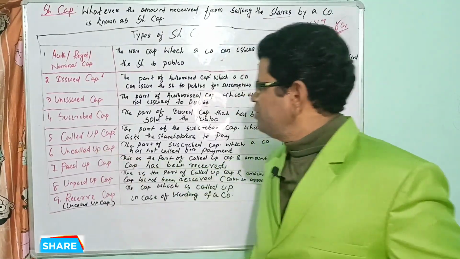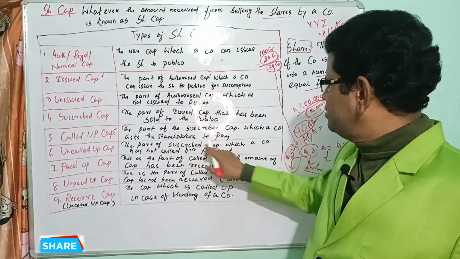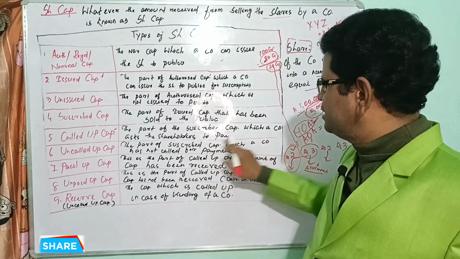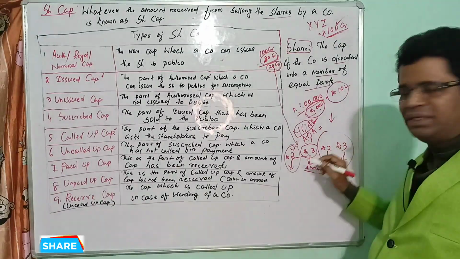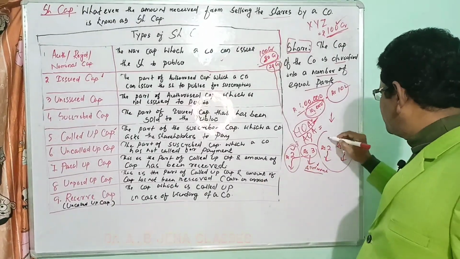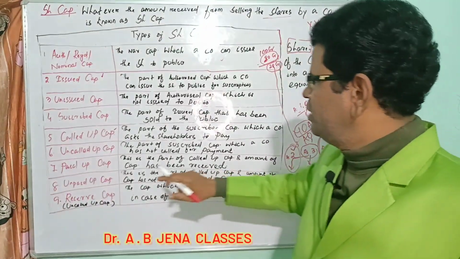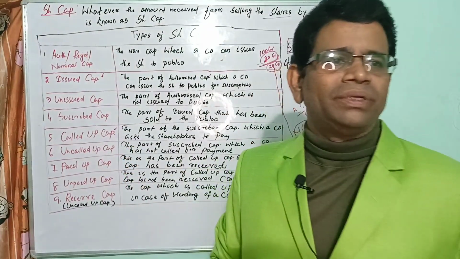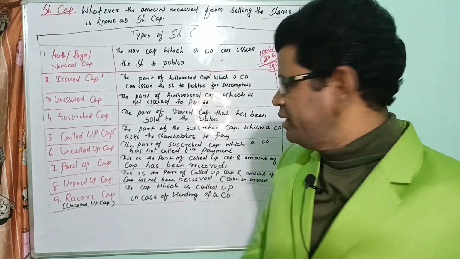Next one is uncalled capital. What is this? It is the part of the subscribed capital which a company has not called for payment. Come to this example. Till now XYZ company has not called rupees 2 and rupees 3, and this will be treated as uncalled capital. Dear friends, now you are clear.